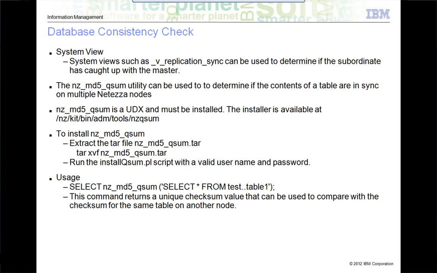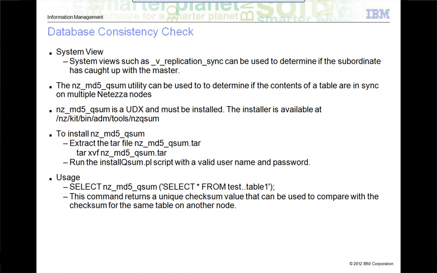The way this tool works is that it is an inline function. So you execute select NZ_MD5_QSUM, and you pass a select statement to that. Okay? So you can pass a select star from table to that UDF, and the command returns a unique checksum value for that table. You can execute this command for all the tables in your replicated databases on both the master and subordinate to make sure that they are identical, meaning the checksums should match.